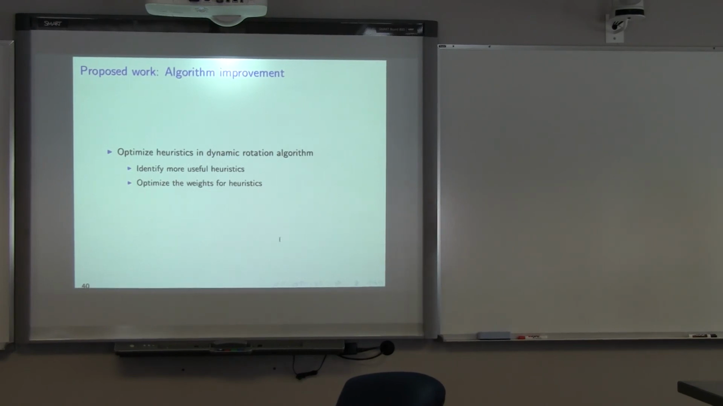Currently, we use three heuristics to evaluate rotations in our dynamic rotation algorithm. But maybe there are more heuristics we can use to make our evaluation more reasonable and give better performance.